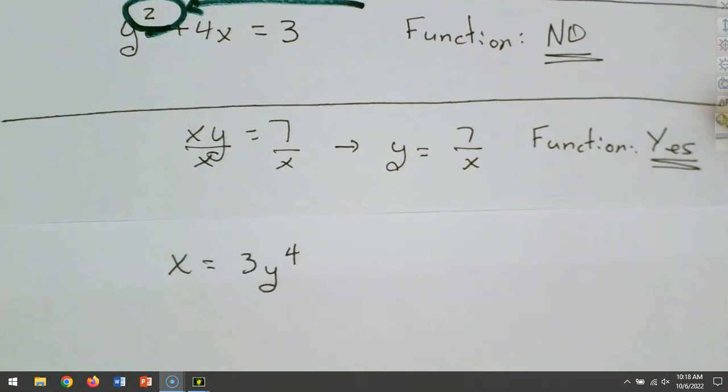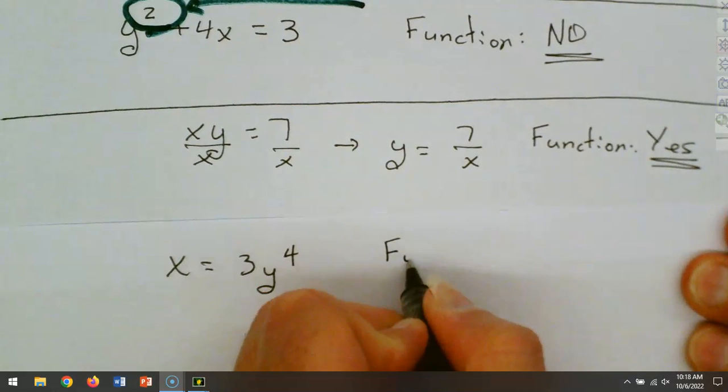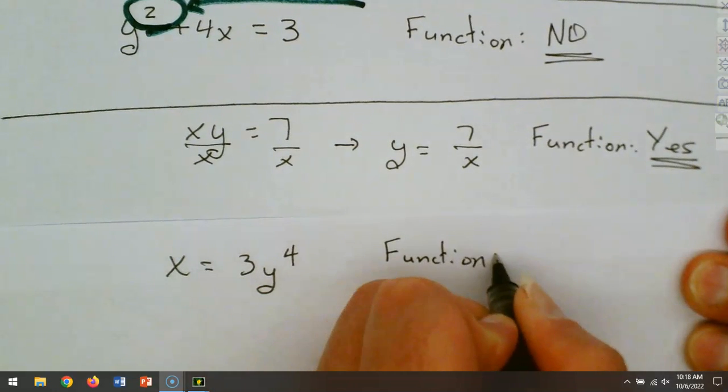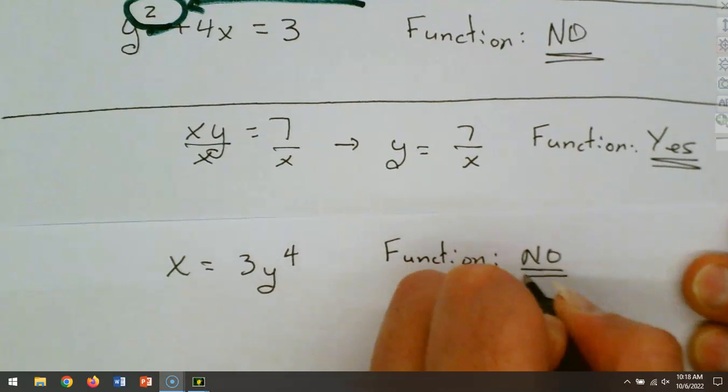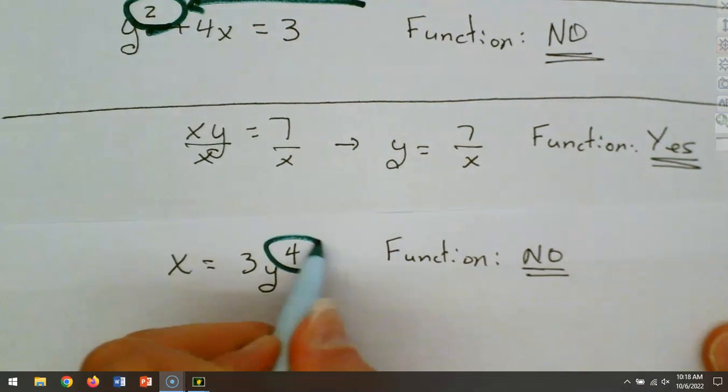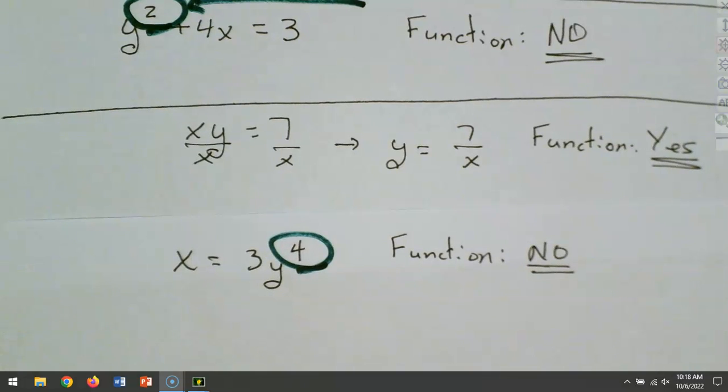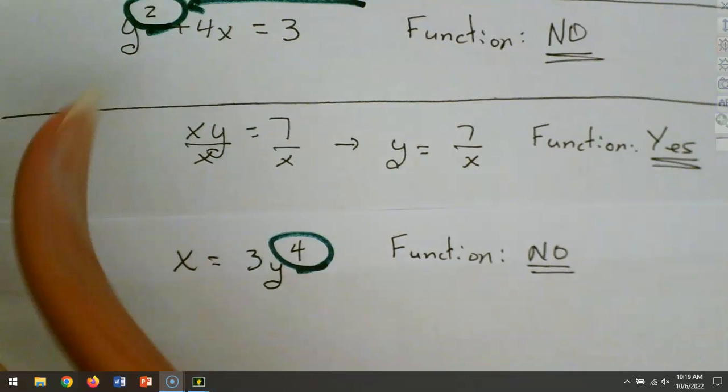Would this be a function or not? No. Why is this one, again, not a function? It's not a function because it has that y to the fourth in it. You don't care about the x at all. All you look at is the y. If it's just y by itself, it is a function. If you have y to some power, like y squared, or y to the fourth, or the square root of y, then it is not a function.